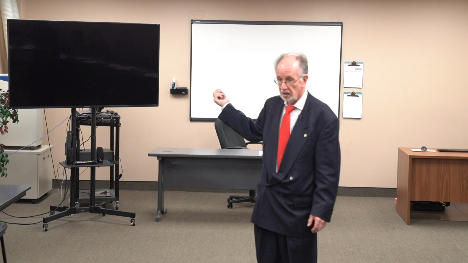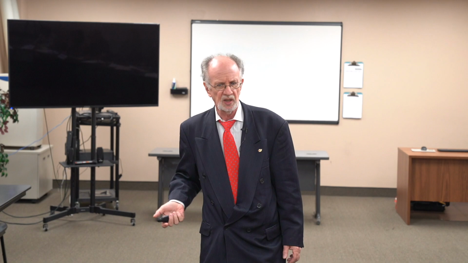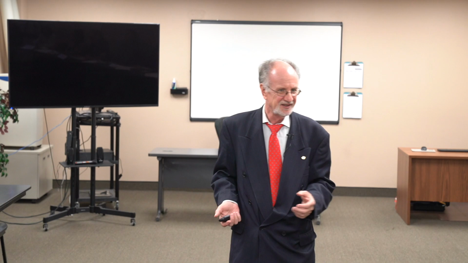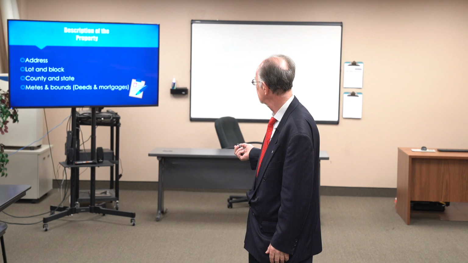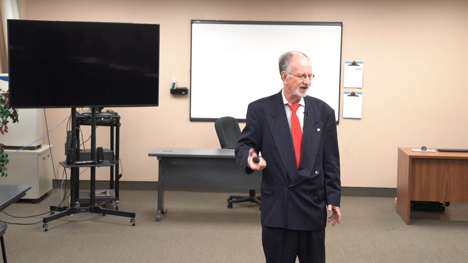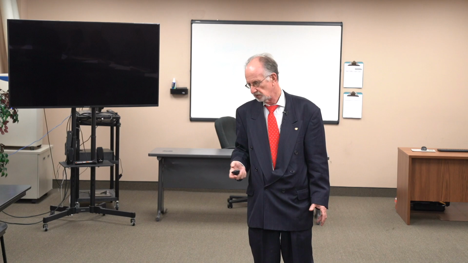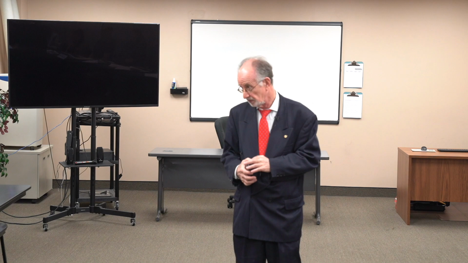Elements of a contract, essential elements. There has to be a property description in a contract: an address, a lot and block, city, county, and since we only work in New Jersey, we use a New Jersey contract. Metes and bounds, as done by a surveyor in New Jersey, is only done for mortgages and deeds. The survey is typically done after the buyer gets their loan commitment.